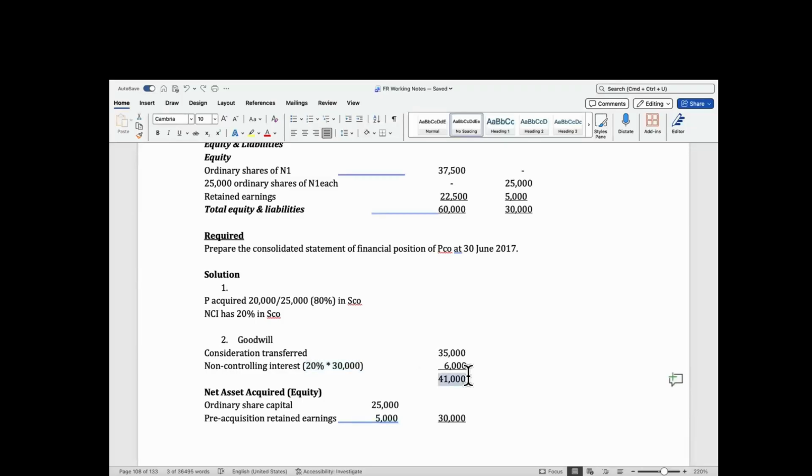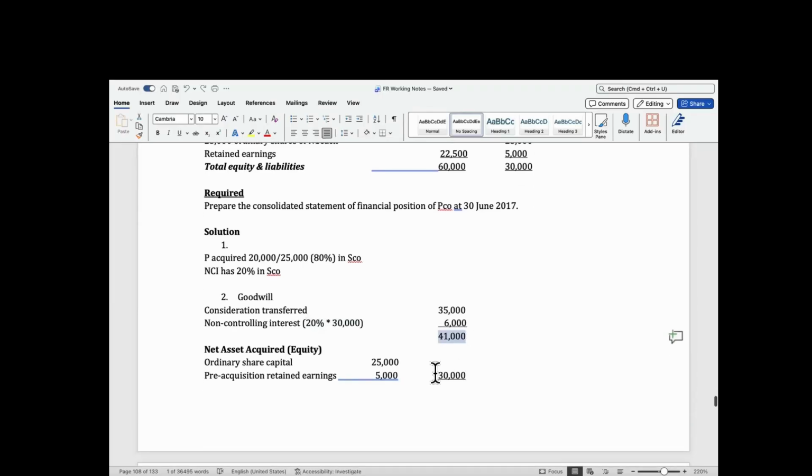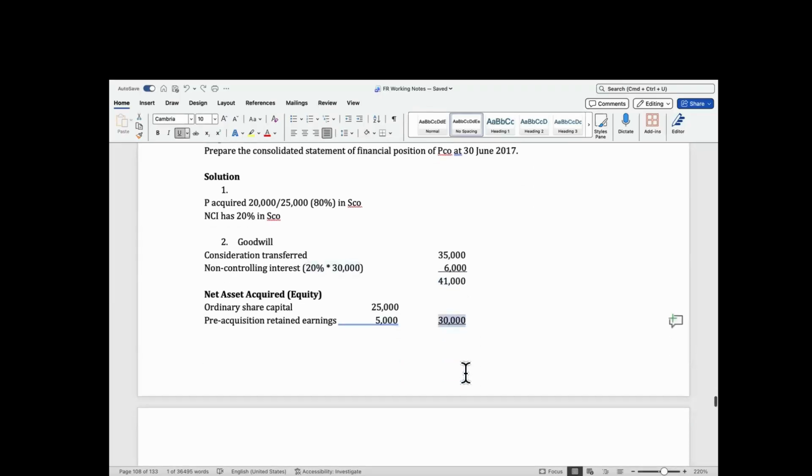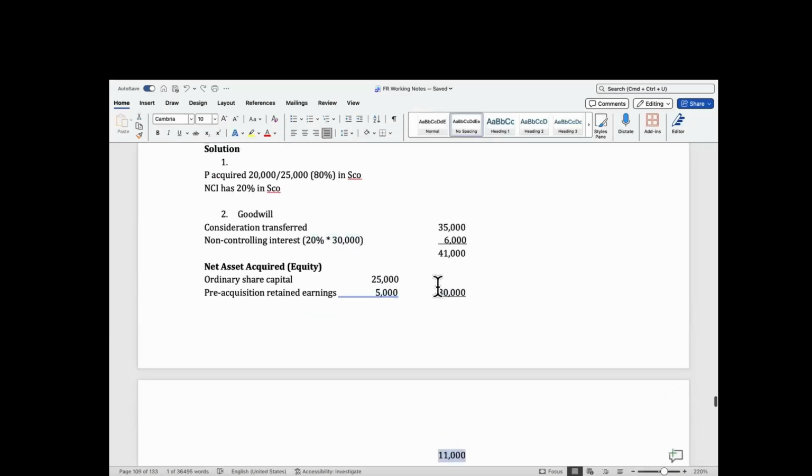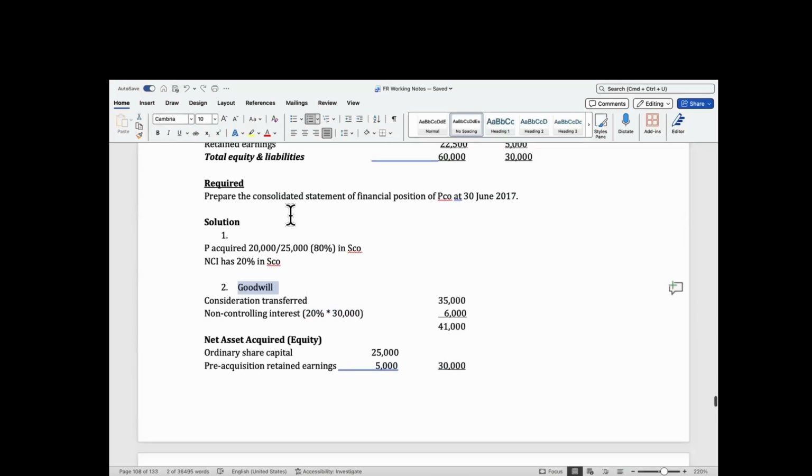If I add these two together, I have 41,000. Cancel it out against this. There's a balance of 11,000. And this 41,000 is higher than this. Therefore, this is a goodwill. This is a goodwill. So this is very similar to the one we did earlier.